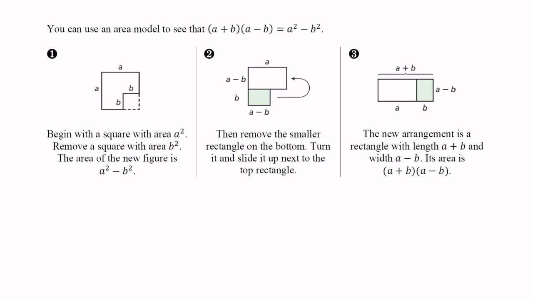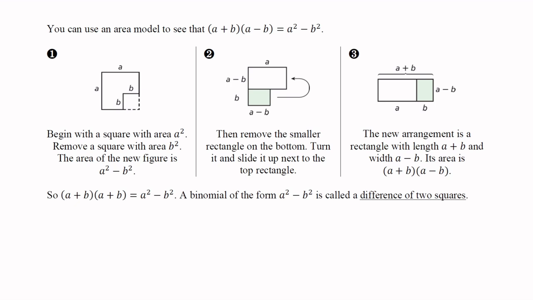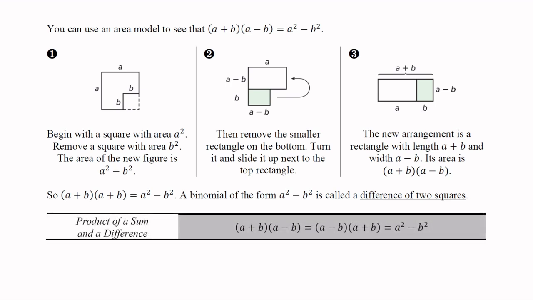And since this is the same area as we had in the first step, we can now say that (a plus b) times (a minus b), that should be a minus b in the second piece there, is equal to a squared minus b squared. A binomial of the form a squared minus b squared is called a difference of two squares. And so this is the correct form here. We've got (a plus b) times (a minus b) is equal to (a minus b) times (a plus b), because it doesn't matter which way you multiply things. Either way, it is equal to a squared minus b squared.